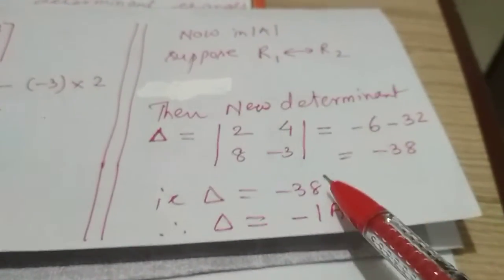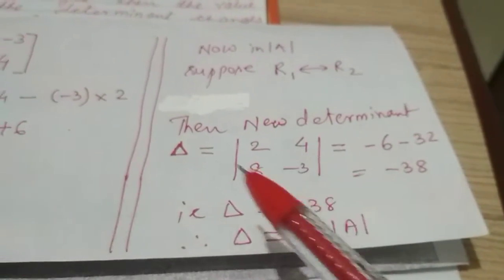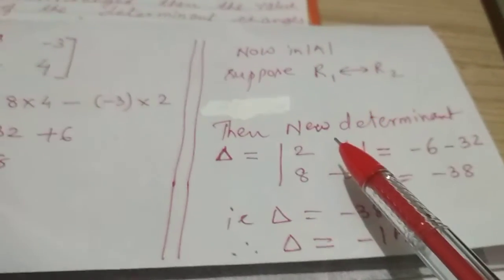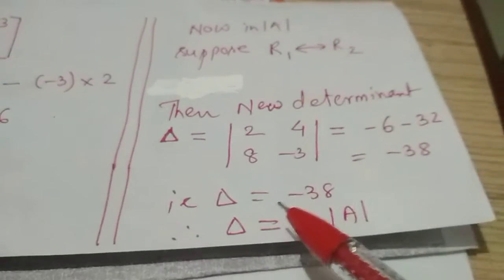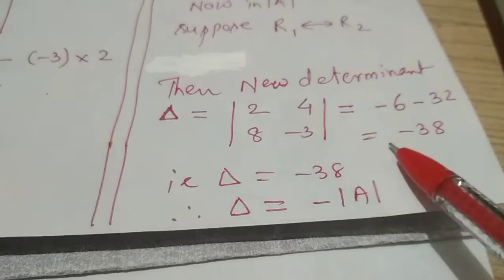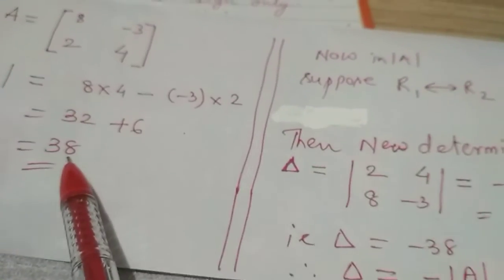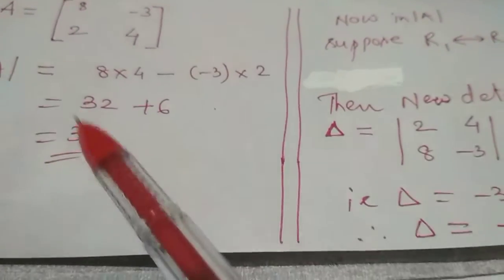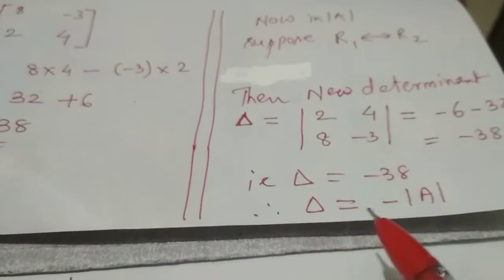So the original determinant was 38 and the new determinant so obtained is minus 38. Remember children, a determinant is nothing but a number. That's why I keep saying that the original determinant is 38 and the new determinant is minus 38. This has been obtained by interchanging R1 and R2, the first row and second row. So we can see that the new determinant is the negative of the original determinant, and the original determinant is the negative of the new determinant. So this is the equation which follows.